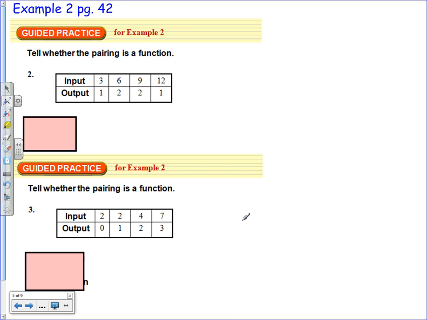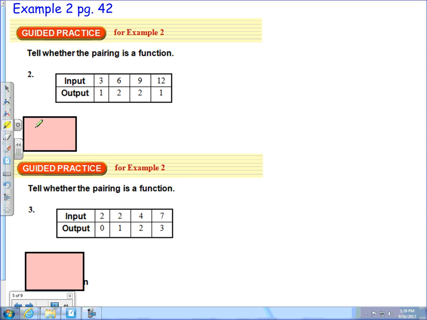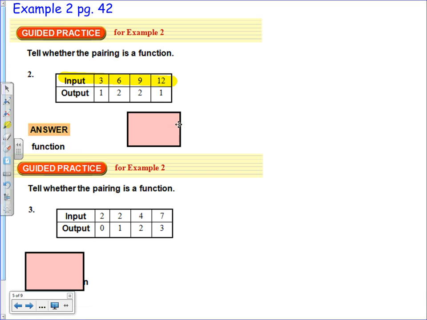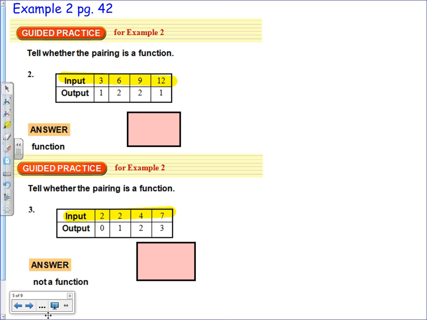Moving to the next page, example 2. Again, we're on page 42. Tell whether the pairing is a function. To determine if it's a function, look at the input. Look at that X variable. If it does not repeat, it is a function. 3, 6, 9, and 12. Nothing repeated. It's a function. Example 3, our input, 2, 2, 4, and 7. I heard a repeat in there. If it repeats, it is not a function.